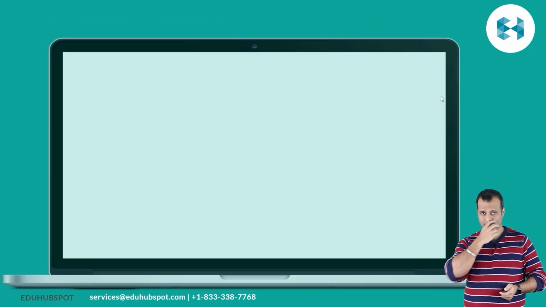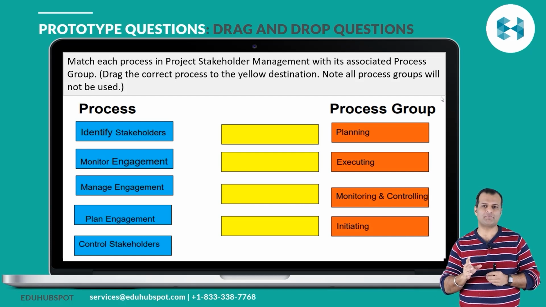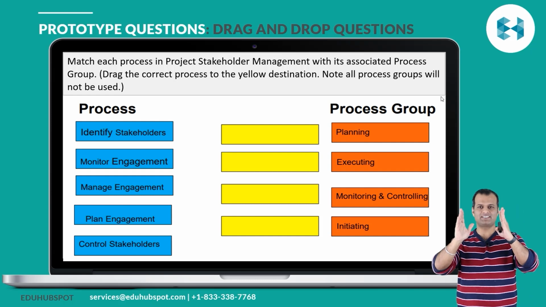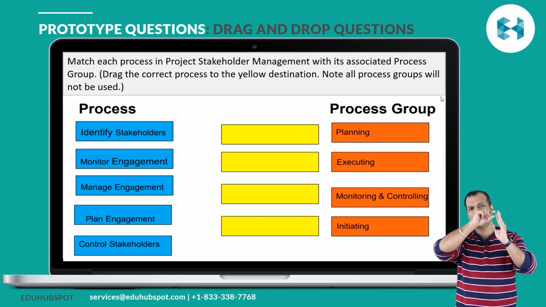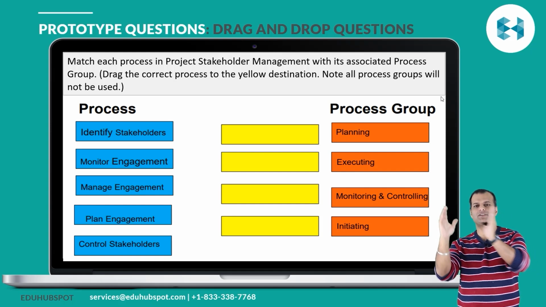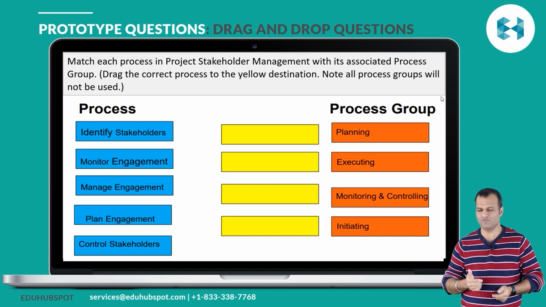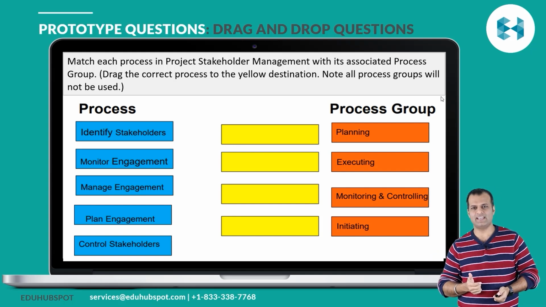The second type of questions you will get is drag and drop questions. In drag and drop questions, they'll give you two sides, left side and right side, and you will have to use your mouse to drag the answer choice in front of the right answer choice. So basically it's a drag and drop question which you may get in the exam.